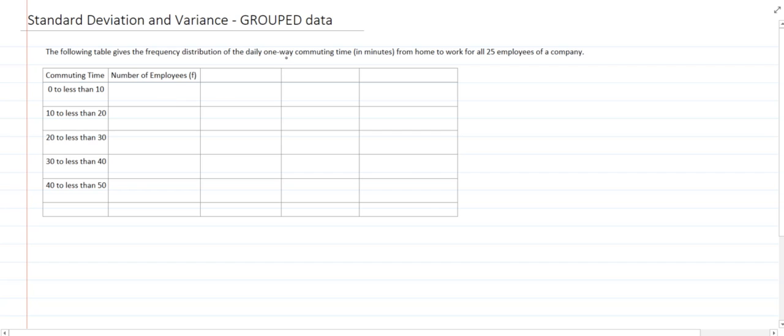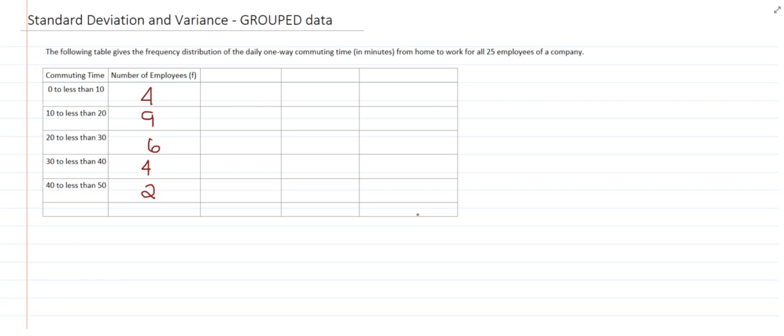Okay, so I do need to fill this in. So I have the commuting time for 0 to less than 10, that's going to be 4 employees. 10 to less than 20, that's going to be 9. 20 to less than 30 is going to have 6 employees. 30 to less than 40 is going to be 4 employees again. And then 40 to less than 50 is going to be 2 employees. And I've added some columns here because we are going to need those for our standard deviation and variance formulas.